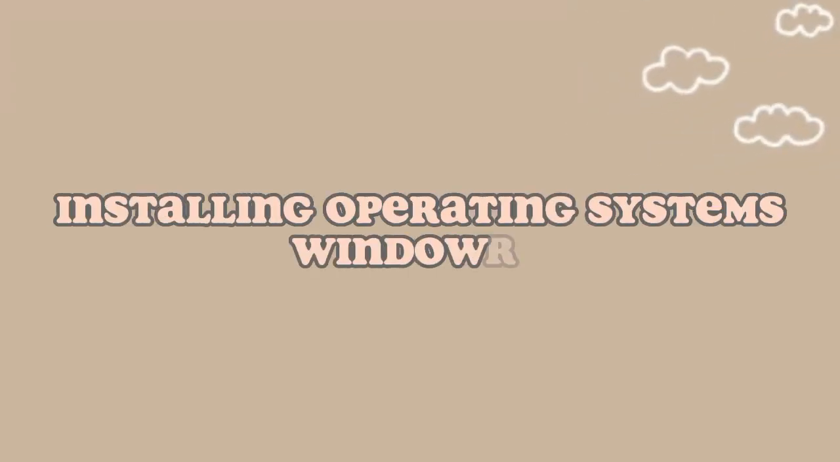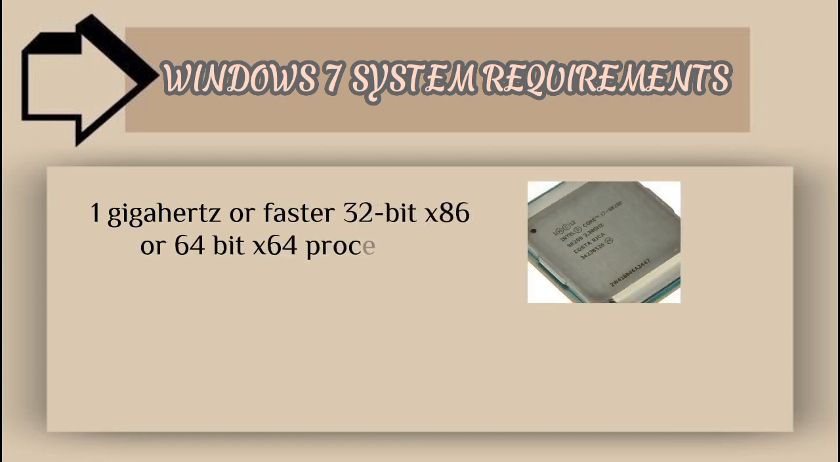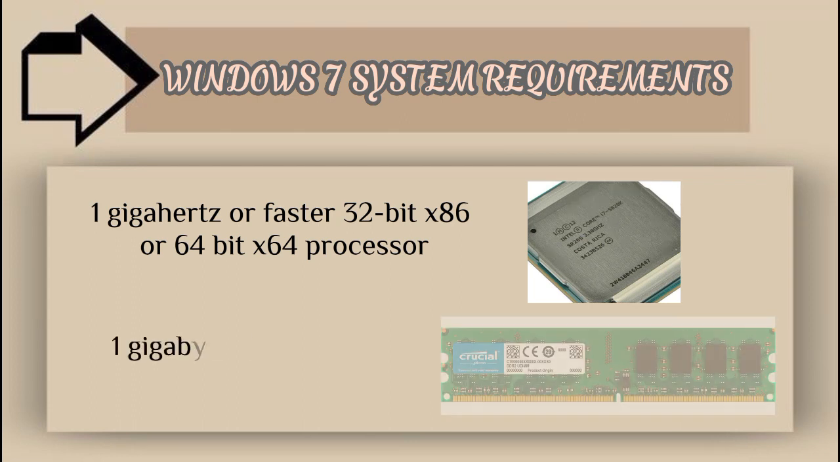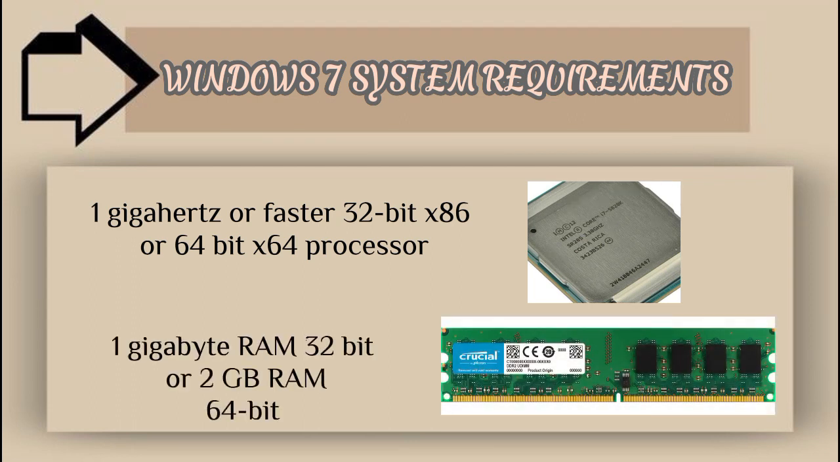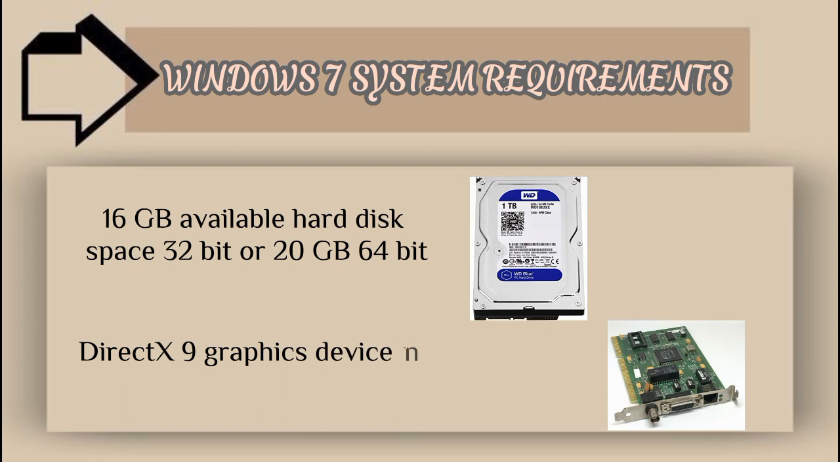Installing operating systems. Windows 7. Windows 7 system requirements. 1 GHz or faster 32-bit x86 or 64-bit x64 processor. 1 GB RAM 32-bit or 2 GB RAM 64-bit. 16 GB available hard disk space 32-bit or 20 GB 64-bit. DirectX 9 graphics device with WDDM 1.0 or higher driver.